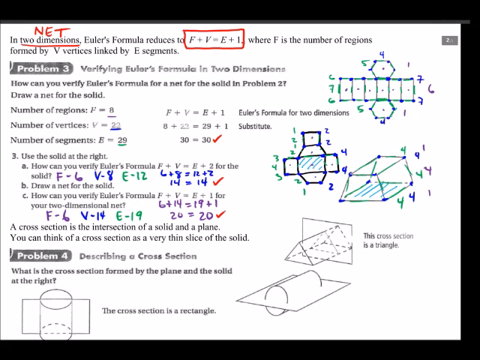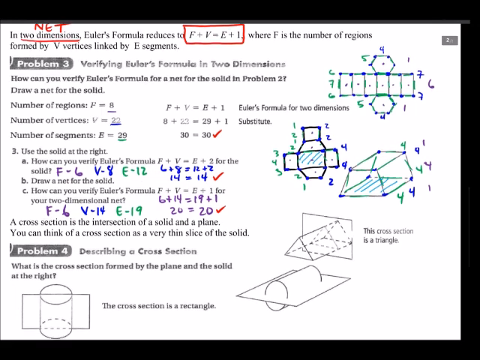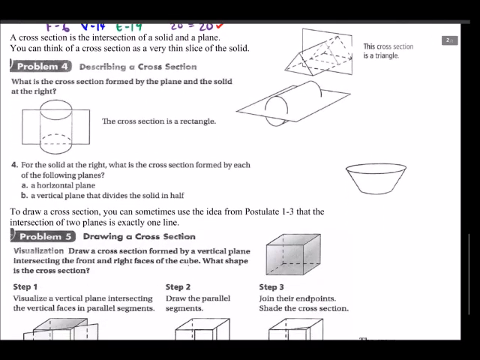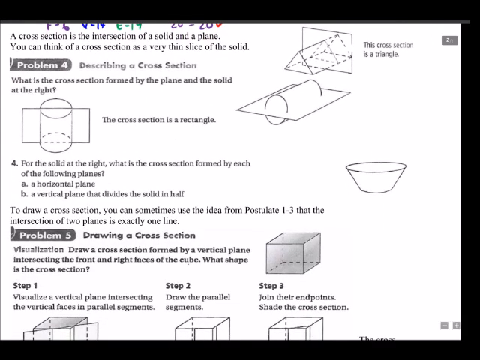Moving on to cross sections. A little vocabulary. Cross section is the intersection of a solid and a plane. So if you think of this like a loaf of bread, a loaf of bread is our solid. It's three-dimensional, and let's call our loaf of bread a square. And so we're looking at it from the end, and it's a square, and it has these rectangles that go down, to make the sides and the top and the bottom, and then it's a square on the other end.